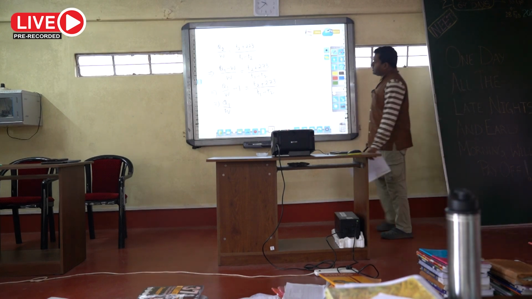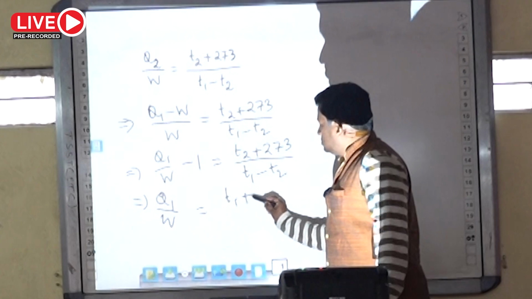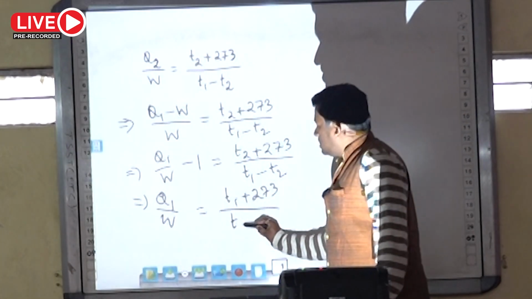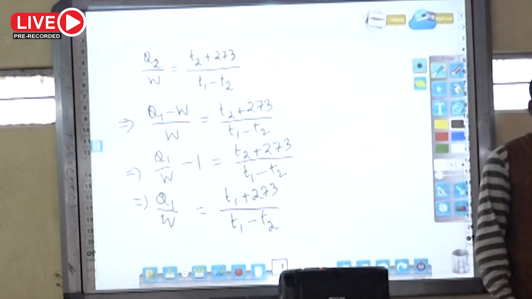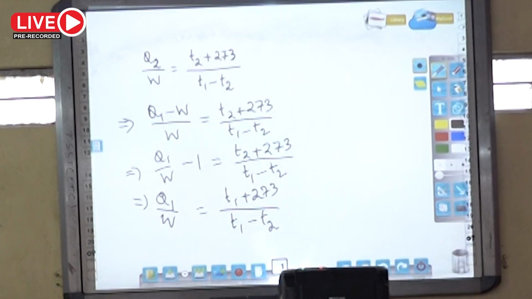So it will be T1 plus 273 by T1 minus T2 when you add this one on that side. Minus T2 plus T2 will cancel and it will be T1 plus 273 by T1 minus T2. So option 2 is correct.